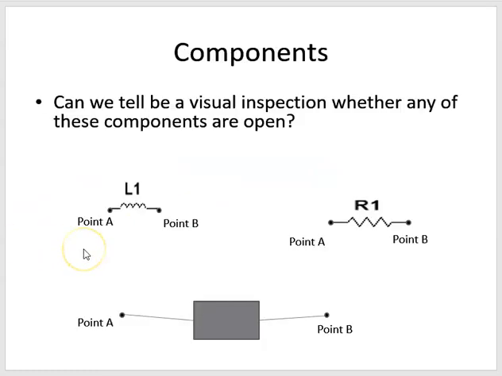If we look at these components, on the surface from the schematic, we see there's a connection between point A and B. Here we have an inductor, here we have a resistor, and here we have some device. But in actuality, we cannot always tell that there exists an open between 2 points just by a visual inspection. So therefore, we do need our instruments.